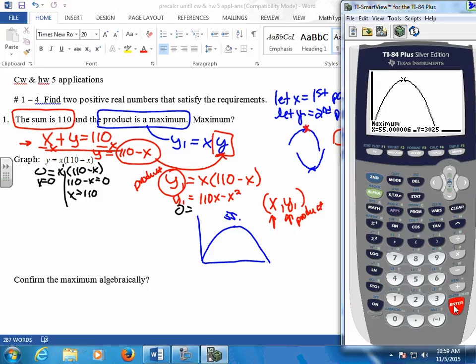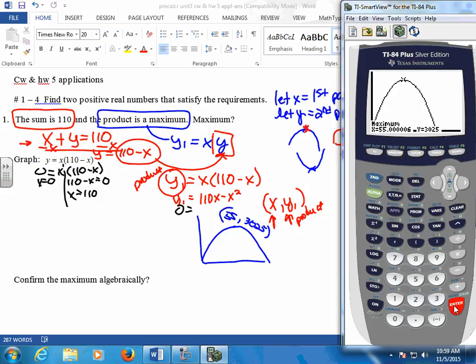Don't trace. Don't do trace. No, I went to max. You went to max? Yeah, and I got like 50. Okay, you probably missed the turn. Try it again. Go far enough to the left and far enough to the right. Sometimes what happens with the calculator, it makes the top look flat. So you've got to get past the bump. So go well enough to the left, well enough to the right.